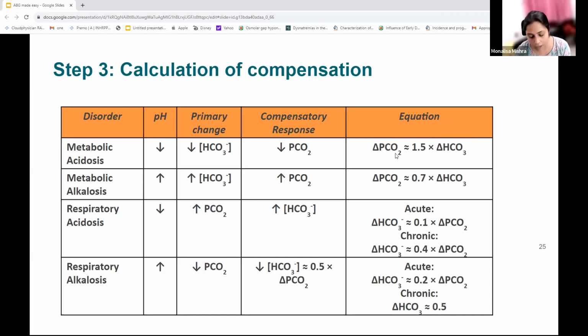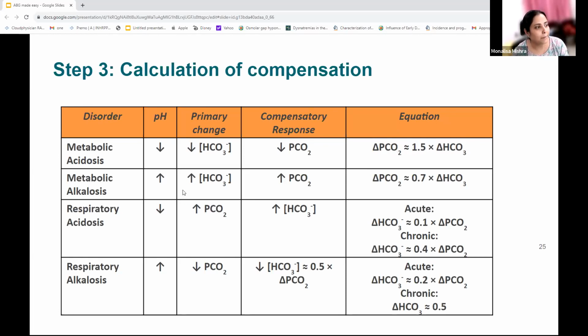Suppose the normal PCO2 is 45, right? We all know the normal PCO2 is around 35 to 45, so 40 for calculation purposes. And the patient's PCO2 is around 30. So the change is 40 minus 30, which is 10. That should equal 1.5 into the change in bicarb. How much will be the change in bicarb? We'll understand that from an example. 24 will be a normal bicarb and let the patient's bicarb be 10. So from this formula, the change in PCO2 is equal to 1.5 into the change in bicarb. This is how you use the metabolic acidosis formula.